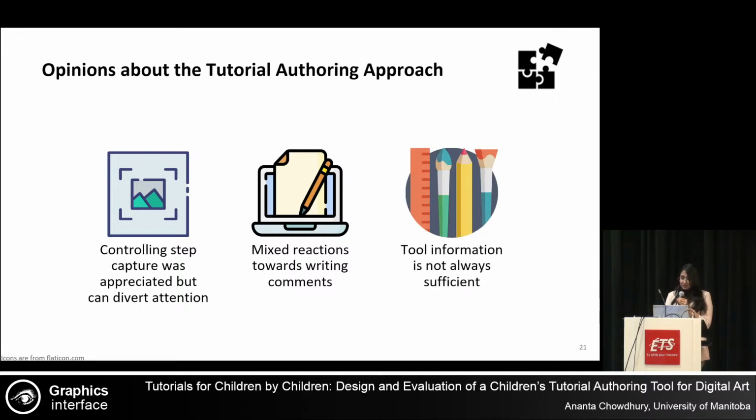Most participants liked the tool information provided with each step because they thought it gave a clear idea of what tools are needed to attain a certain effect. But some participants wanted to have more information other than the tool name and icon. For example, other properties of the tool, like brush size or the color of the paint.